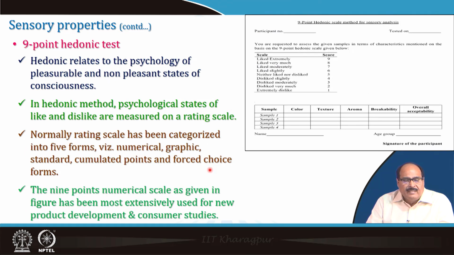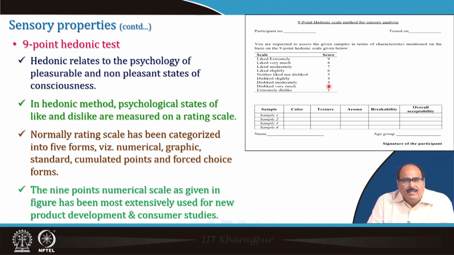Then the 9-point hedonic test, where the judges are asked to record their appreciation, that is their judgment of the various quality attributes, in terms of numbers. The 9-point scale means numbers 1 to 9 are used, where 5 is neither like nor dislike, 9 is like extremely, and 1 is dislike extremely, and the other ranges are given like this. Okay.